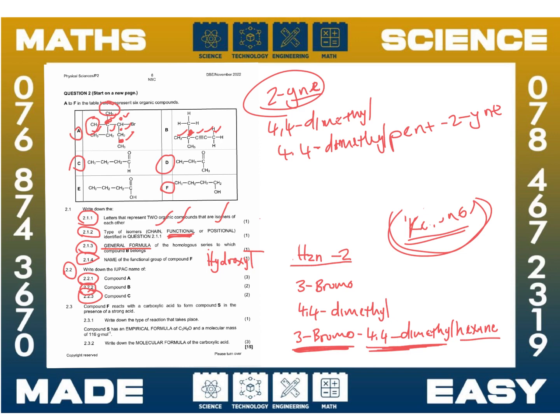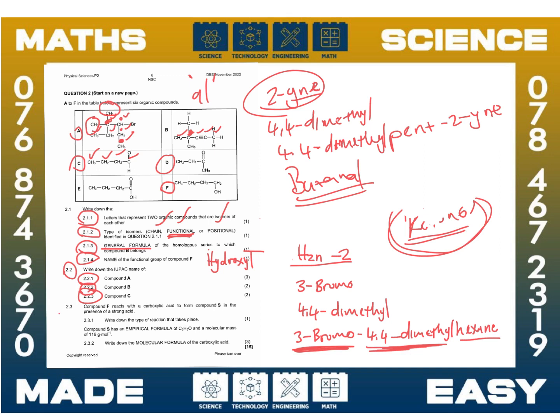Compound C is an aldehyde. The aldehydes we don't stress much because we know that the carbonyl group will always be at the end. You just count the number of your carbons: 1 2 3 4. The name ends with al. So 4 carbons, it should be butanal. We have butanal. So we are done with that.